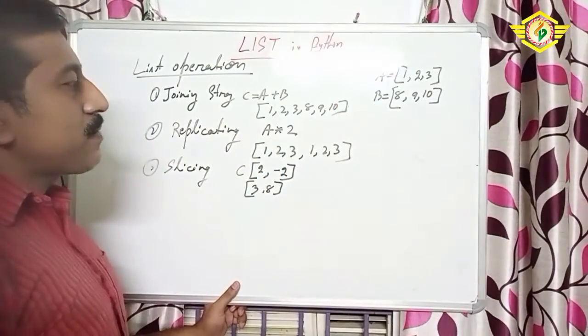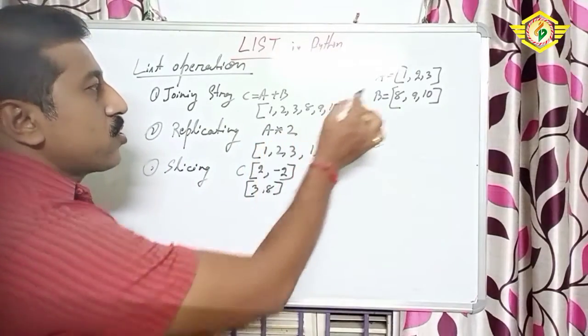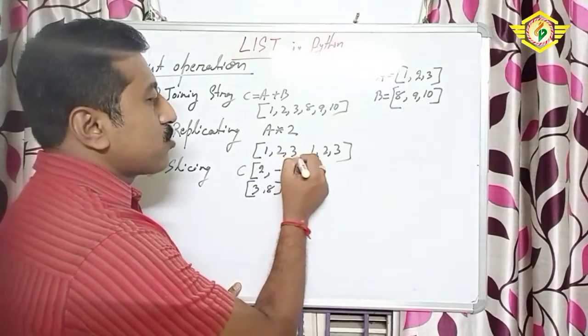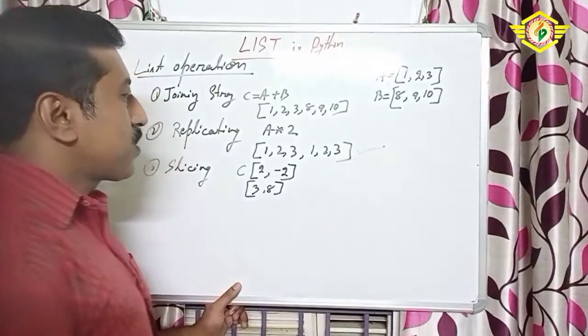If we want replication, I just write A into 2. A was 1, 2, 3, and into 2 means 2 times. The output will come 1, 2, 3, 1, 2, 3.